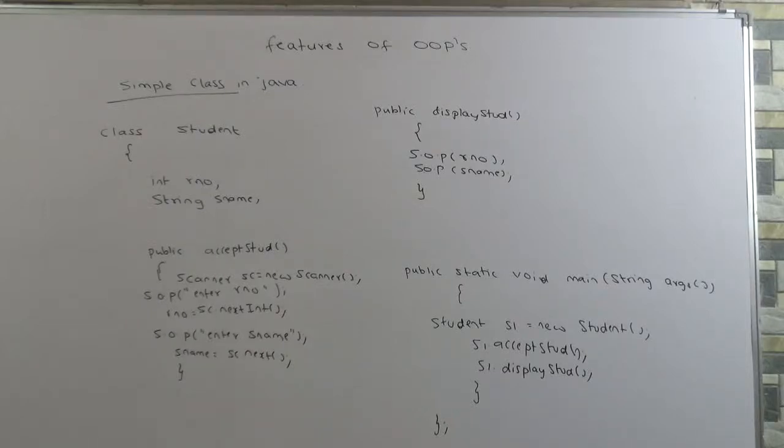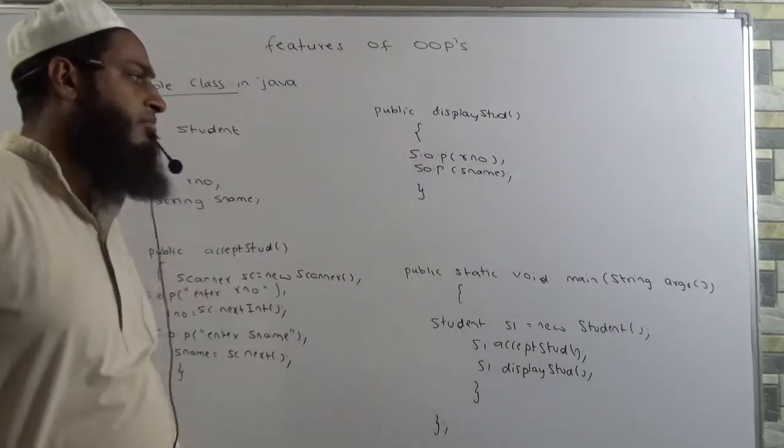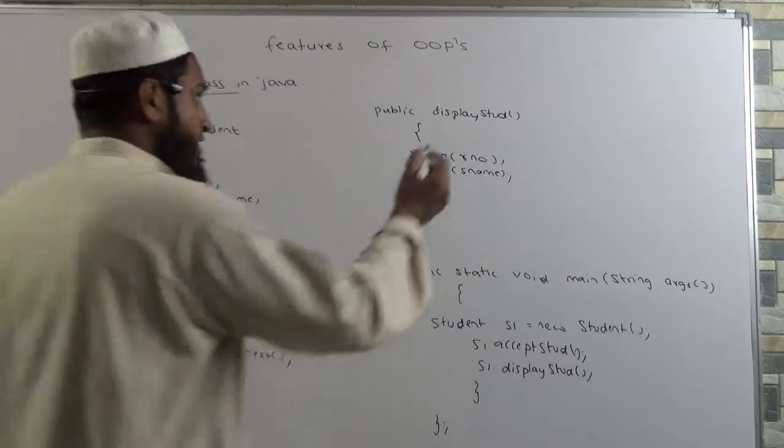Okay, this is a simple class in Java. Class name is Student, having two data members as roll number and name. Accept method to accept the roll number and accept the name, and display function to display the roll number and display the name. Now what I want to show over here is static. Now what is static data?